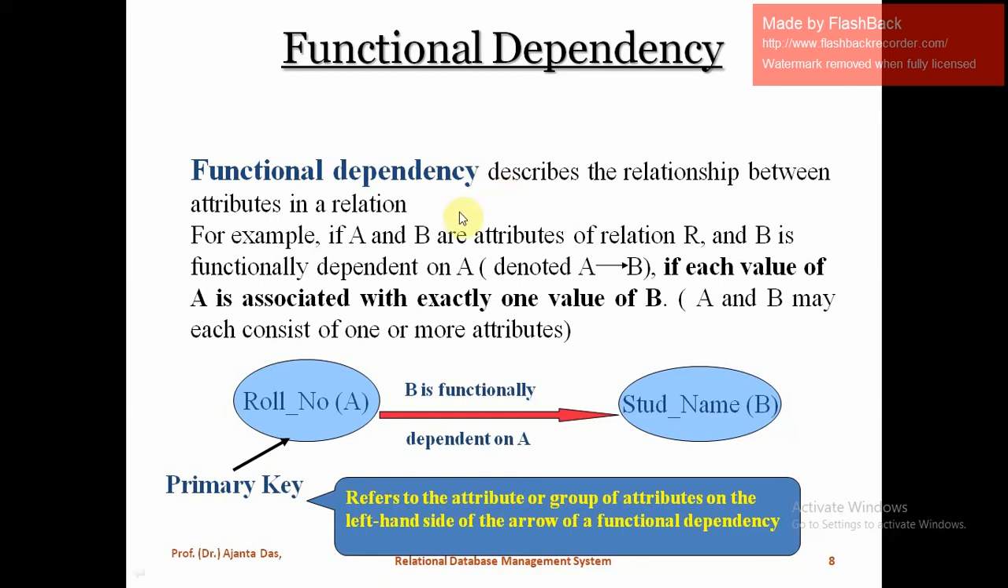So by definition, if A and B are attributes of relation R and B is functionally dependent on A, then each value of A is associated with exactly one value of B. Now, the attribute on which the others depend is identified as the primary key. So if we can identify the functional dependency properly, we have actually identified the primary key, because the other attributes will be dependent on the primary key. I think it is clear to everyone.